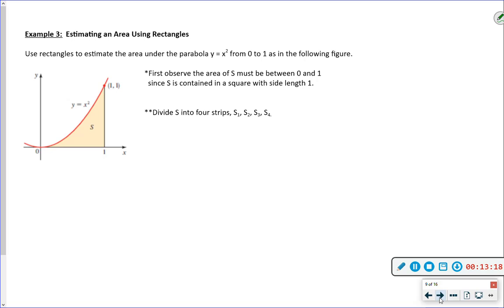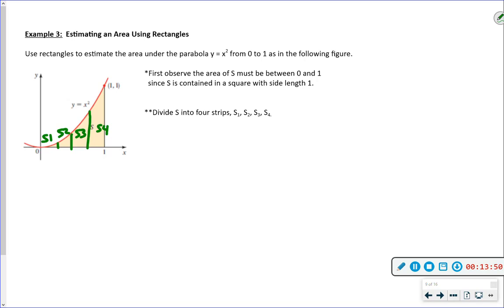Okay, so use rectangles to estimate the area under the parabola. We all know what a parabola looks like. Mine's in red, from 0 to 1. So we're only looking at this specific region of it. First it says divide it into 4 strips: S1, S2, S3, S4. I'm going to try to split it in the middle and then each half. So this would be my S1, S2, S3, S4. We're trying to split it into 4 rectangles.